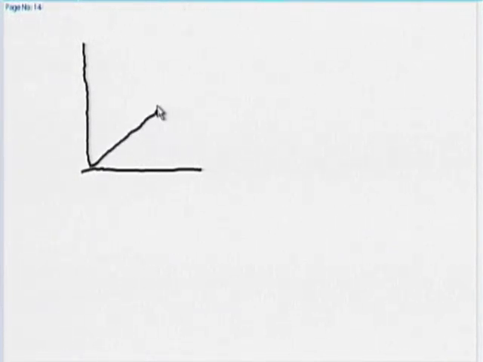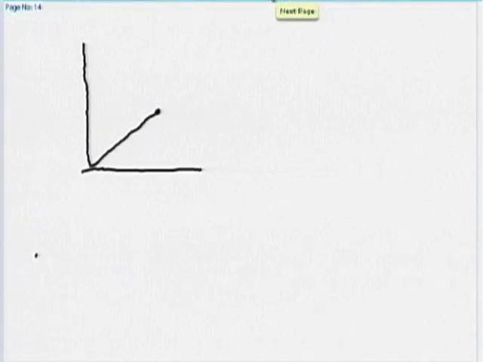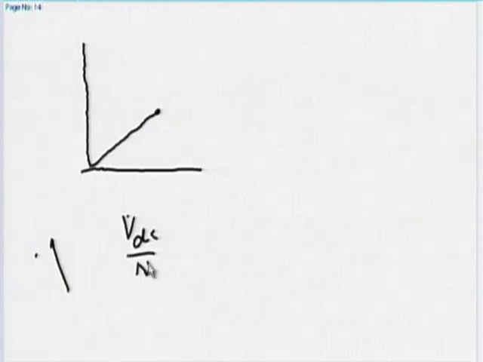The slope here, what does the equation say? The slope here is VDC divided by N1. dφ by dt is VDC divided by N1, over the duration D into T.